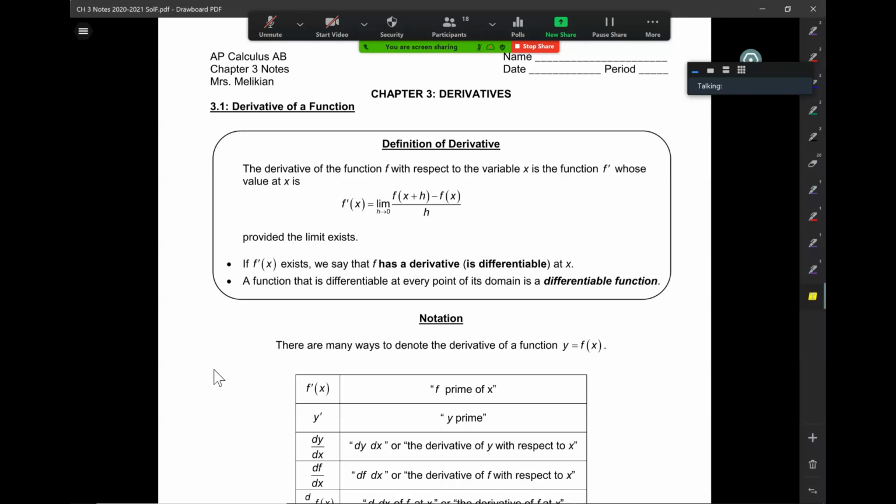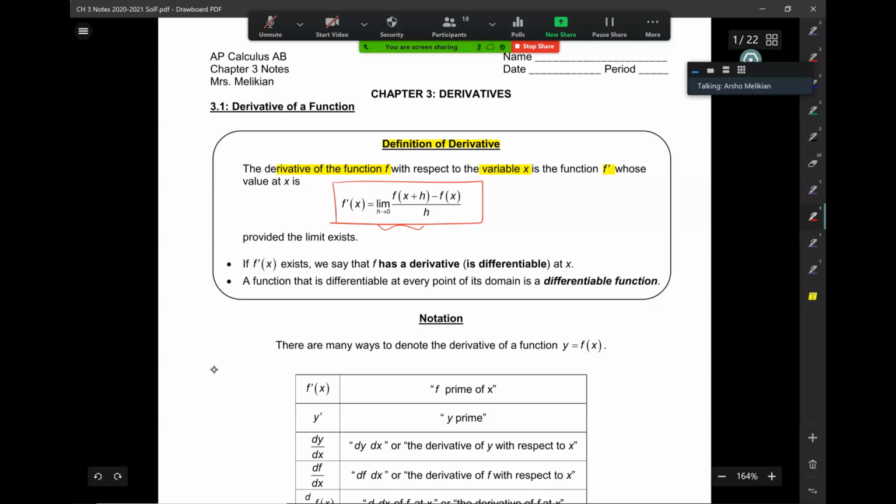Let's first talk about the definition of a derivative, and that is that the derivative of a function f with respect to the variable x, you always find the derivative with respect to a variable, is the function f prime. That's how we label it, f prime. The accent mark means prime in math, you now know that. And the value of the derivative is this.